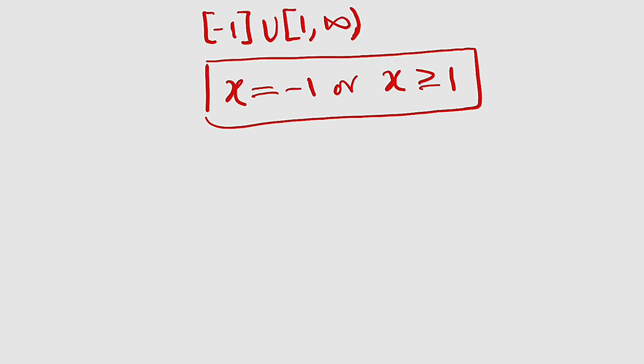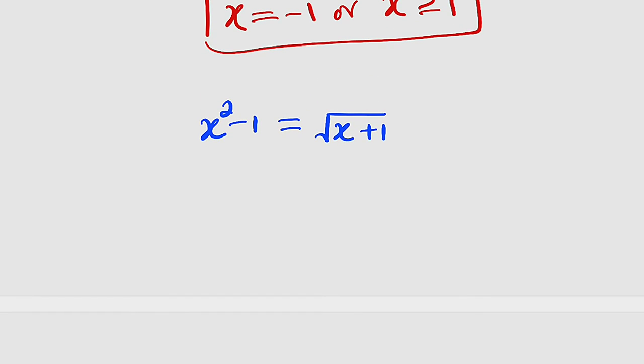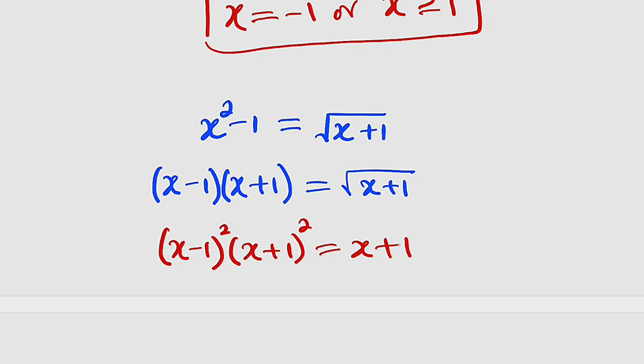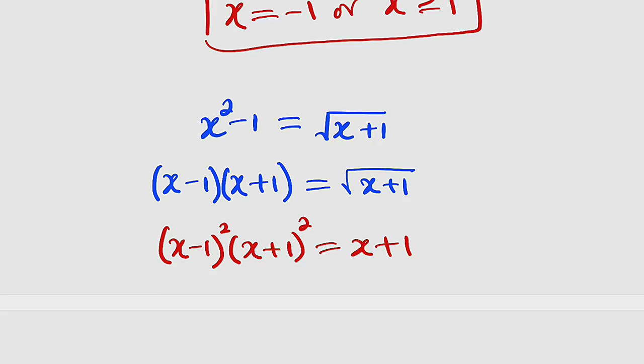All right, let's get started. So here is our equation. The left-hand side is nothing but a difference of two squares, which can be factorized as x minus 1 multiplied by x plus 1. And the right-hand side is the square root of x plus 1. Next, I would like to square both sides. We have (x minus 1) squared multiplied by (x plus 1) also squared, and this is equal to just x plus 1.